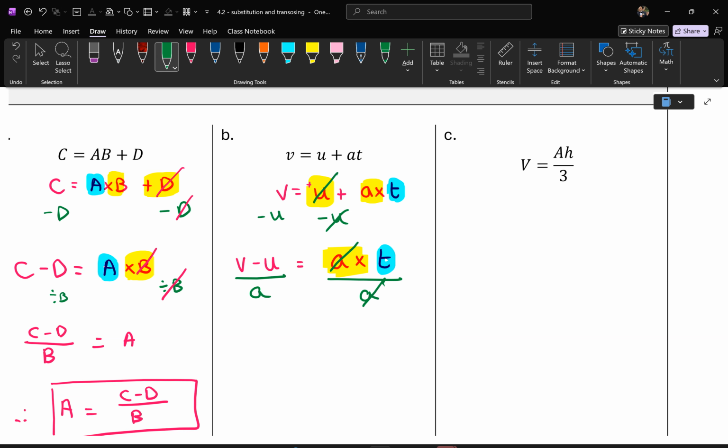Times a. Divide a will cancel out. That's how you end up with t by itself, which is making it the subject. Your answer should then be v minus u divided by a. Okay? Don't write them separately. They have to come together. And that's your answer for t.